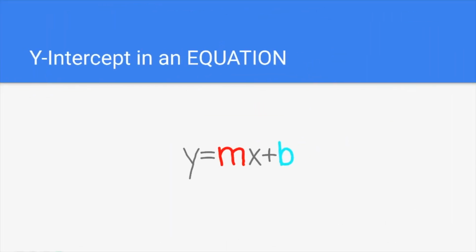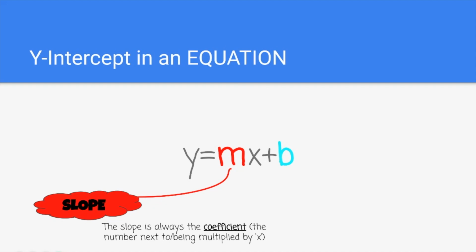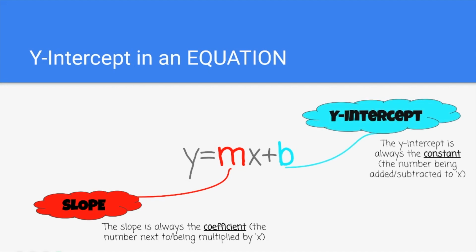On an equation, you've got a slope-intercept form, y equals mx plus b. M is your coefficient, which is the number that's next to or being multiplied by x. That is your slope. The number that's being added or subtracted to x, the constant, that one is your y-intercept. So you always look what is being added or subtracted from x, and that number is your y-intercept.